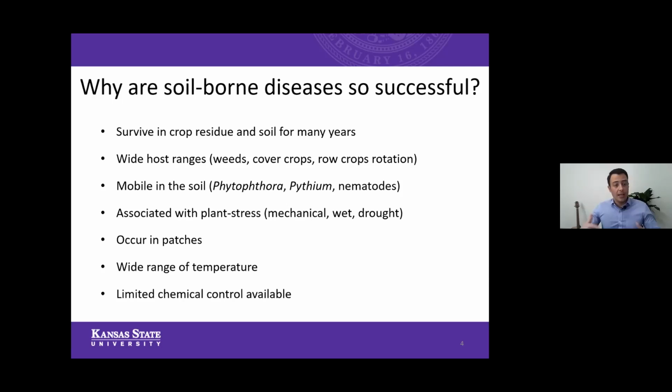It's hard as well because they occur in patches in the field. It's not just systemic throughout the fields. You might see them, for example, in the lower areas of the field, or in locations where there's poor drainage, or under certain conditions where you see a draw or those wet spots. They also thrive across a wide range of temperatures, and limited chemical control is available right now, right? There are very few chemical controls that can be used, and they're going to be applied as seed treatments.